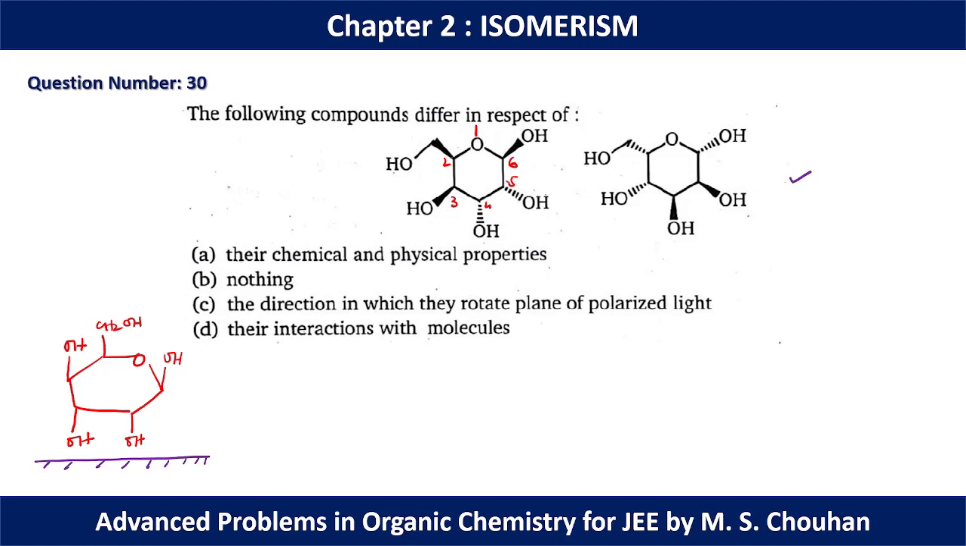And the thing is that in enantiomers, if one is dextrorotatory, the other will be levorotatory by default. By nature this is possible, and if the dextrorotatory shows plus x degrees, the levorotatory will show the same value in the opposite direction, that is minus x degrees. So the direction in which they rotate plane polarized light will become different. So in question 30, option C should be the correct option.